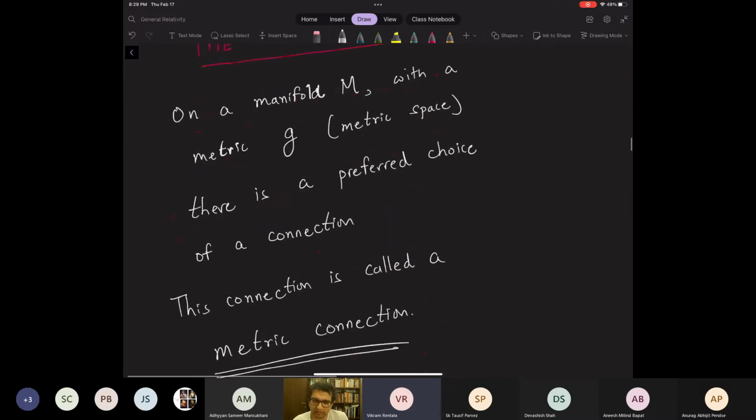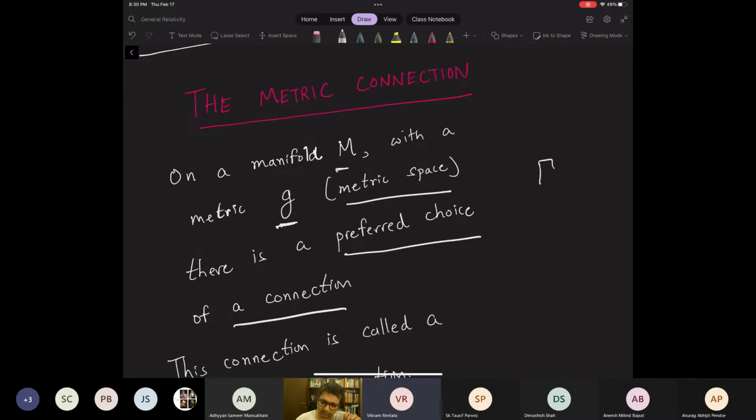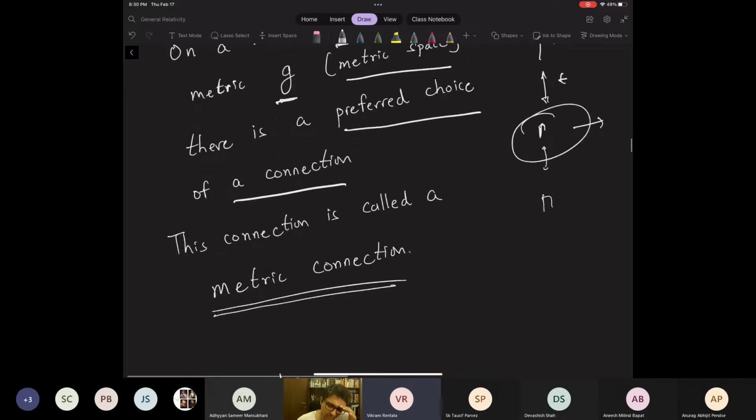Okay, so now I'll come to one very specific thing, which is the metric connection. The idea is very simple. On a manifold M, we'll take a manifold with some specific metric, so the metric is G. So this is now a metric space. On such a metric space, on a manifold with a metric G, there is a preferred choice of connection. Remember all these gammas are related by additions of tensors. Out of all these choices, one of them is a preferred choice, and this preferred choice is called a metric connection.